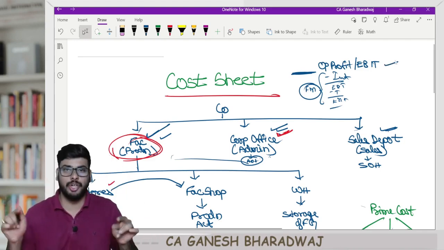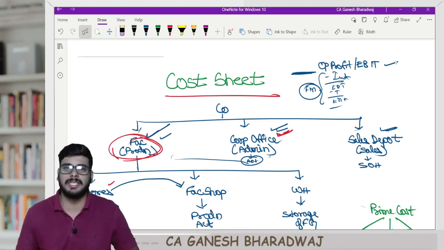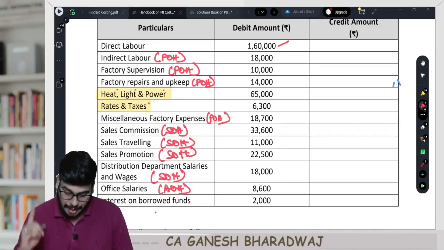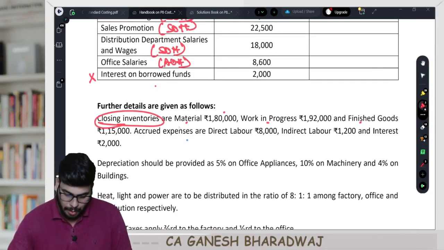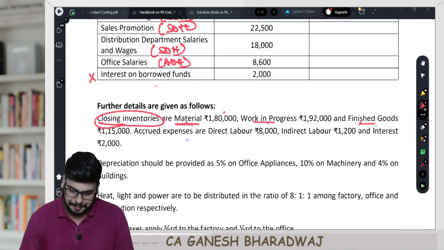Are you clear with this? Costing reports only operating profit. Any kind of non-operating income and expense are completely ignored in our costing. Are you clear with this, guys? Please have this in your mind. Now, what have they given? Closing stocks of raw material, WIP and FG is given.